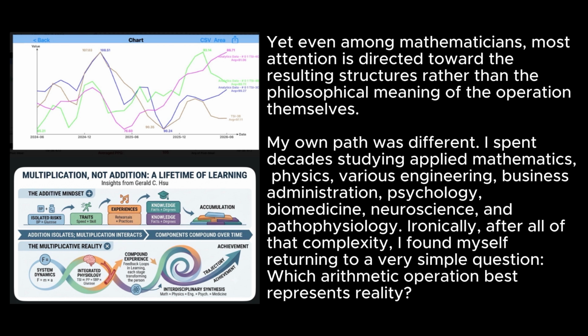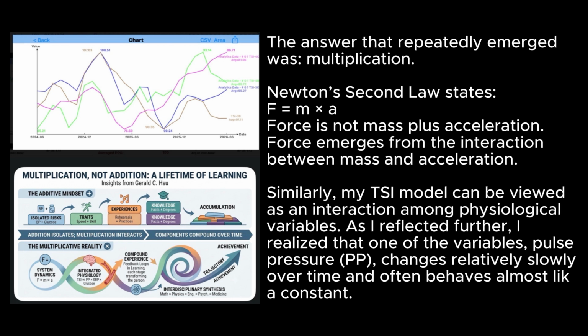I spent decades studying applied mathematics, physics, various engineering, business administration, psychology, biomedicine, neuroscience, and pathophysiology. Ironically, after all of that complexity, I found myself returning to a very simple question: which arithmetic operation best represents reality? The answer that repeatedly emerged was multiplication. Newton's second law states F equals m times a. Force is not mass plus acceleration. Force emerges from the interaction between mass and acceleration.